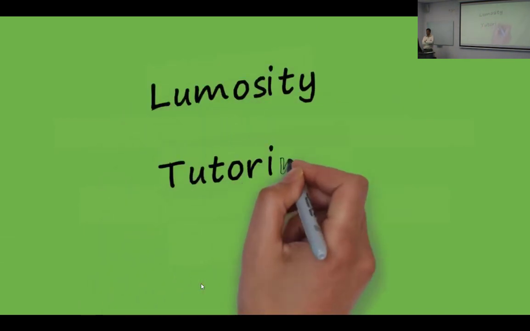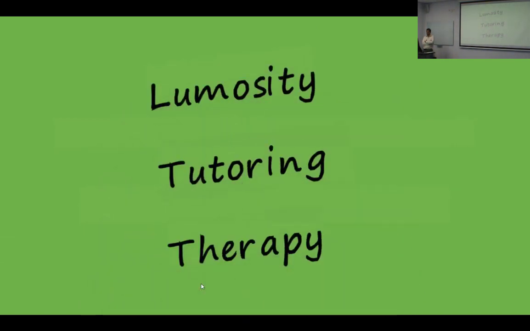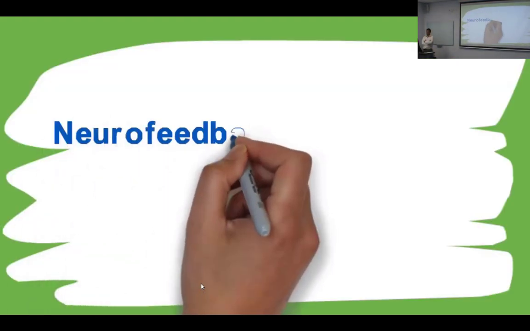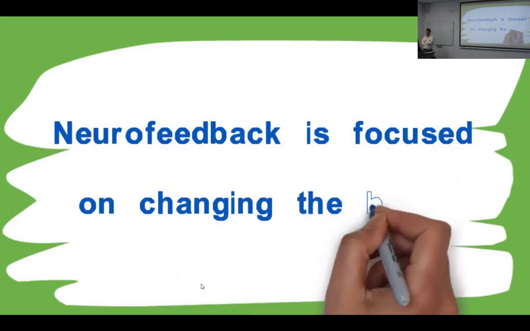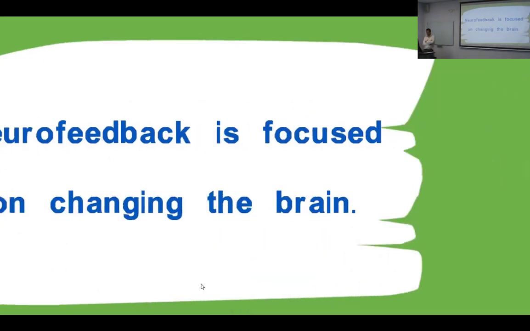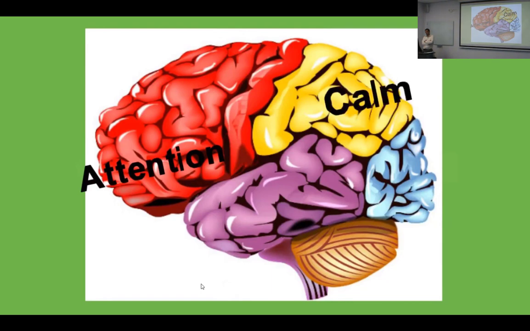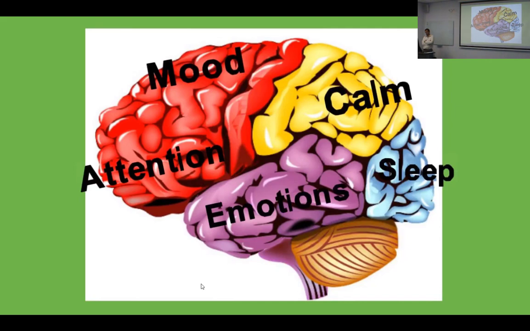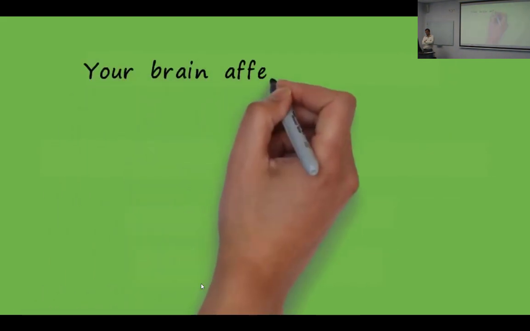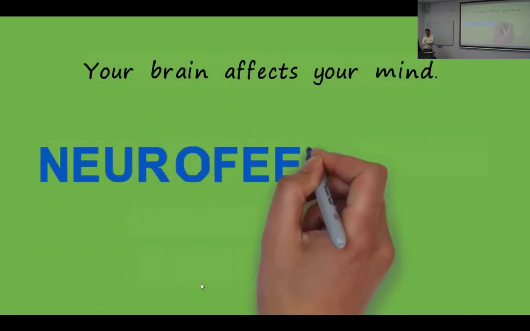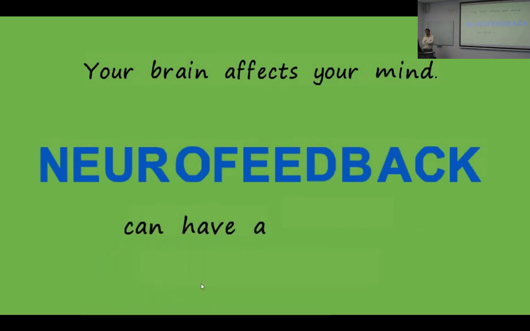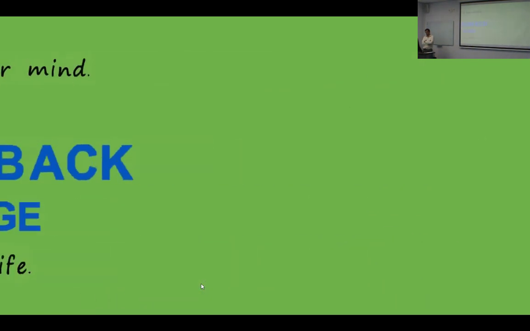Neurofeedback is different from brain games like Lumosity or tutoring or therapy. Those focus on changing your skills or behavior or how you think. Neurofeedback is focused on changing the brain. There are parts of your brain that help you pay attention, that help you be calm, that help manage your mood and your emotions, or that help you sleep. You don't realize how much your brain affects your mind. With neurofeedback, you get to see how changing your brain can have a huge impact on your life.